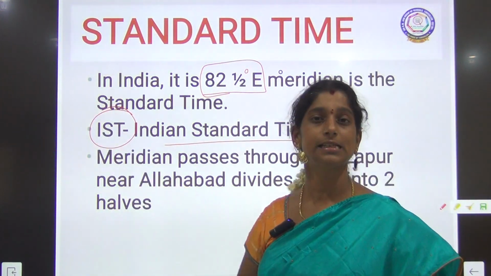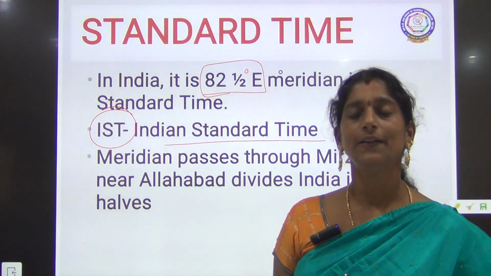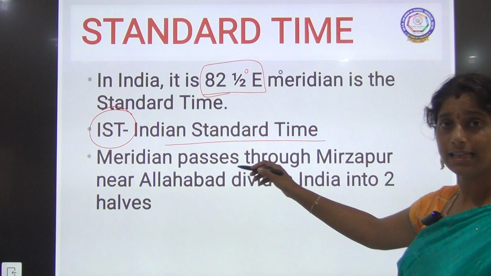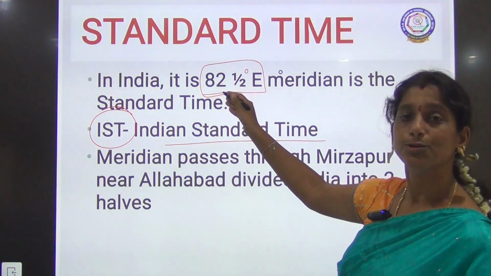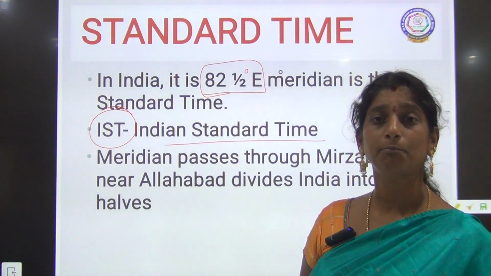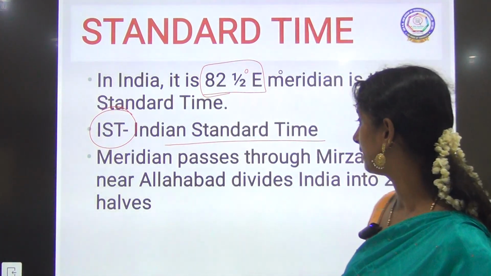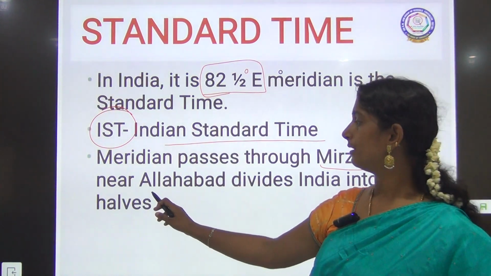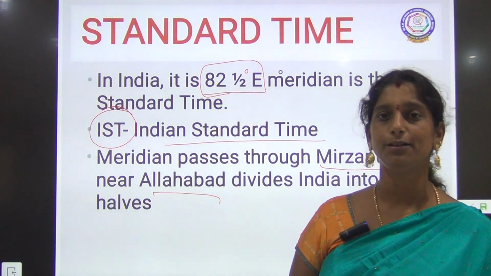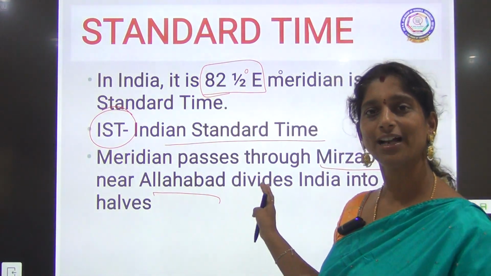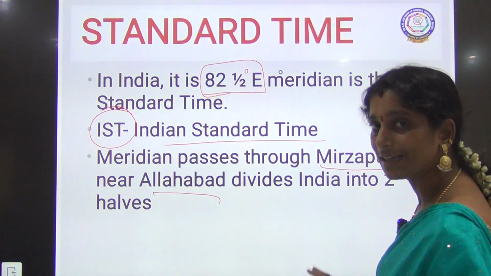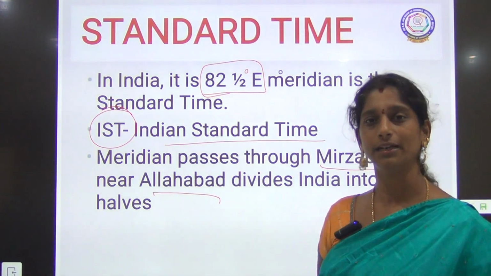You would have come across this term. IST is the Indian Standard Time, clear? This line, the central meridian which I said, 82.5 degrees east, passes through a place called Mirzapur, which is in Allahabad, clear? This is the centralmost line which divides India into 2 halves. So we are taking the standard time as the time in Mirzapur. That is the time applicable all over India.